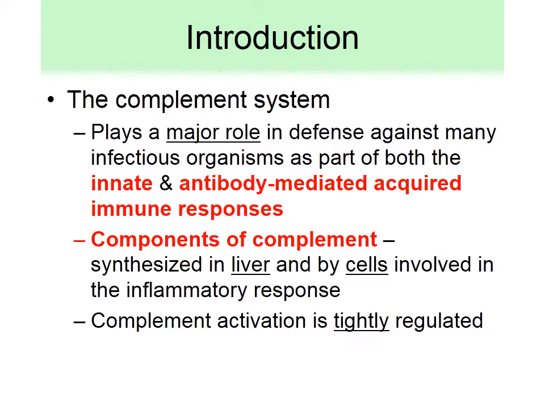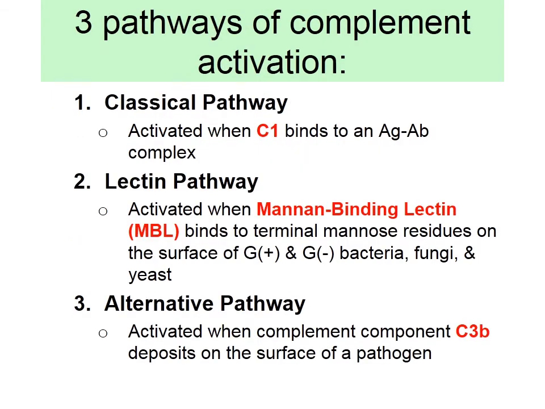Now, if you look at the three different pathways for complement activation, number one is called the classical pathway, number two is called the lectin pathway, and number three is the alternative pathway. The most important thing that you need to remember is how these complement pathways are activated. For example, the classical pathway is activated when C1 binds to an antigen-antibody complex. That's the most important aspect as far as the classical pathway is concerned.